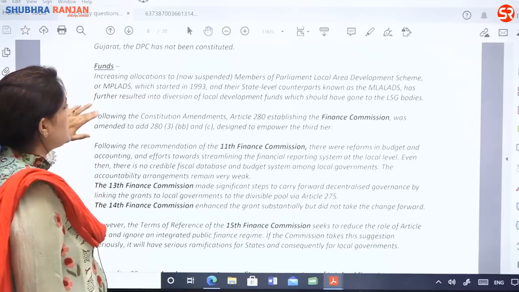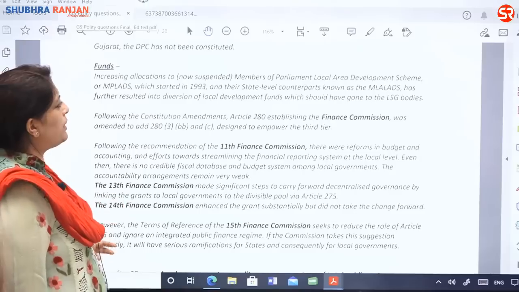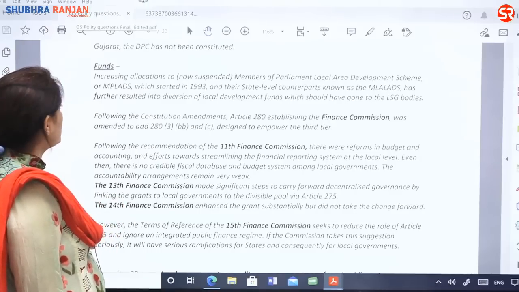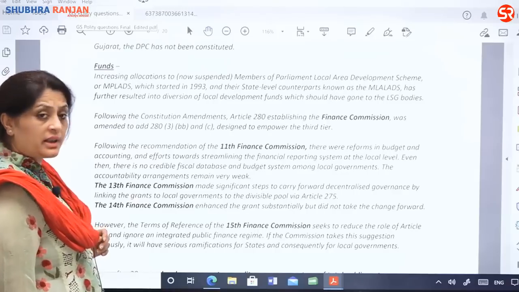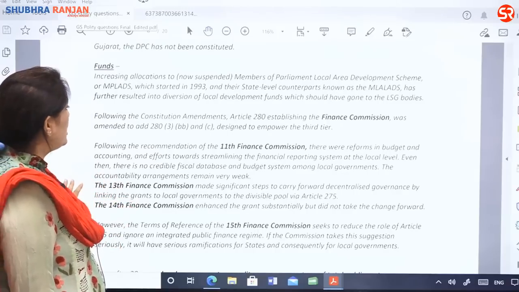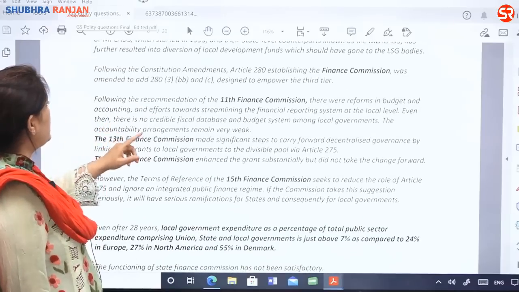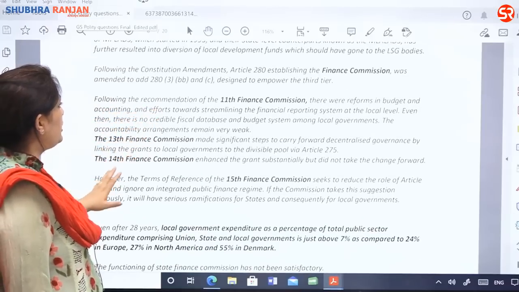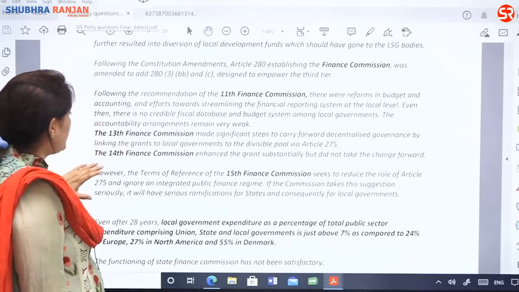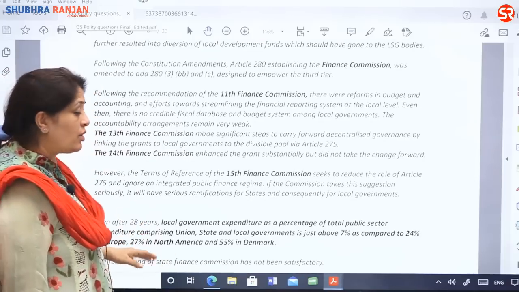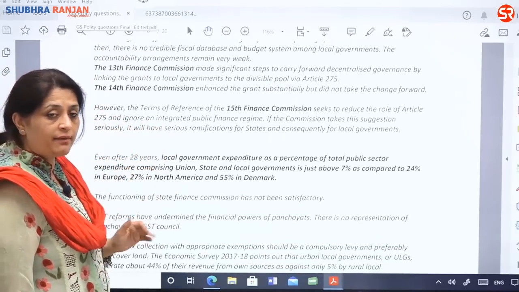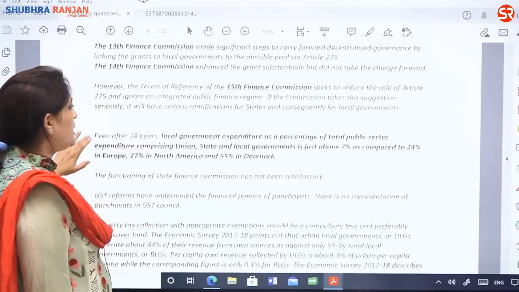Now the question is, increasing allocation to MPs which started and their state level counterparts has further resulted into diversion of the funds which could have been given to the panchayats. Following amendment, Finance Commission was amended and designed to empower the panchayats. And then Finance Commissions have given recommendations in favor of devolution of funds. But the term of reference of 15th Finance Commission is not that encouraging.